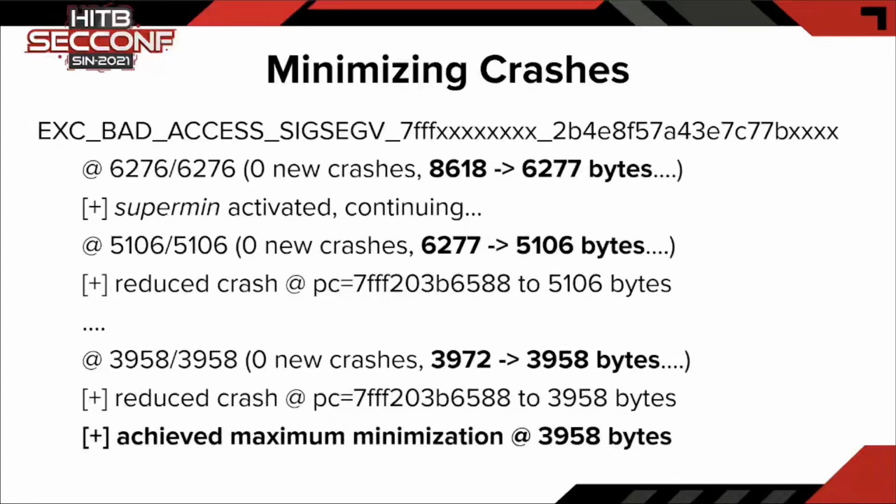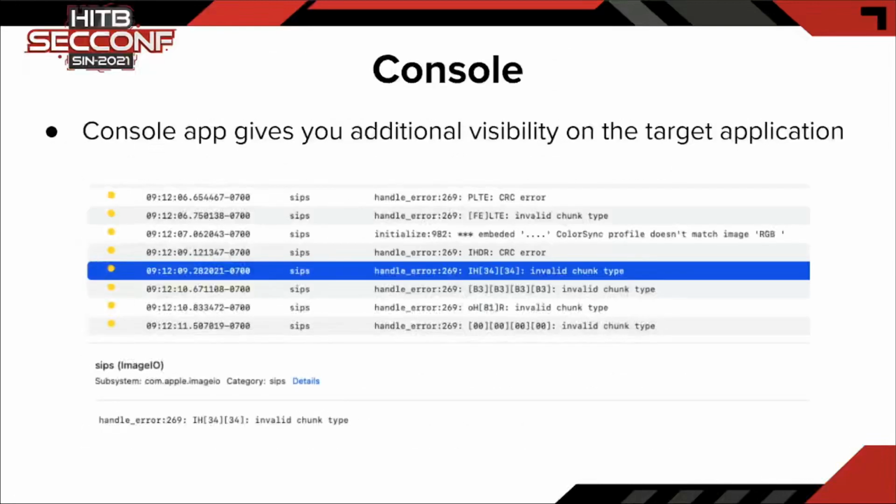I want to mention too, the console app also can give you some visibility into the target application. So in this one, for example, if we're fuzzing the SIPs app, you can open the console app, start streaming, and you can see the different messages that the application is putting out. So the console app's pretty handy too if you want to get more information about what's going on during fuzzing.